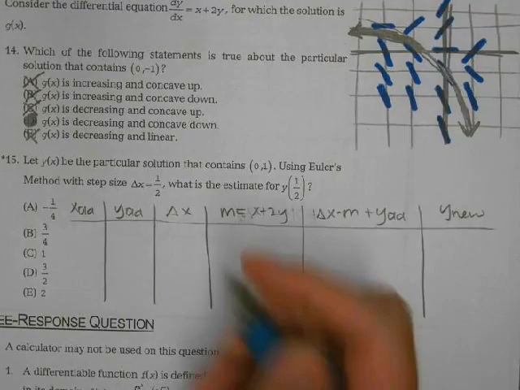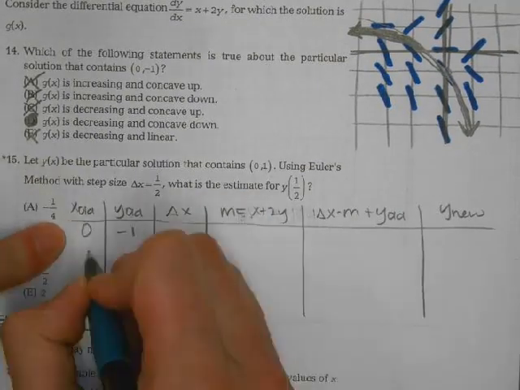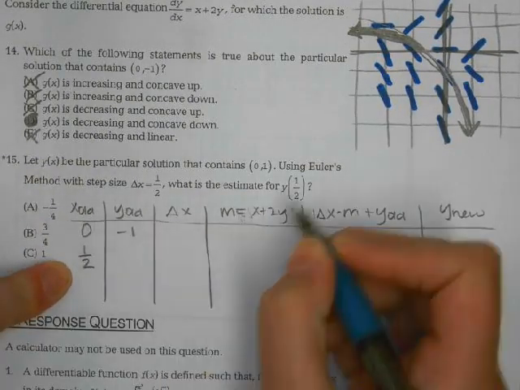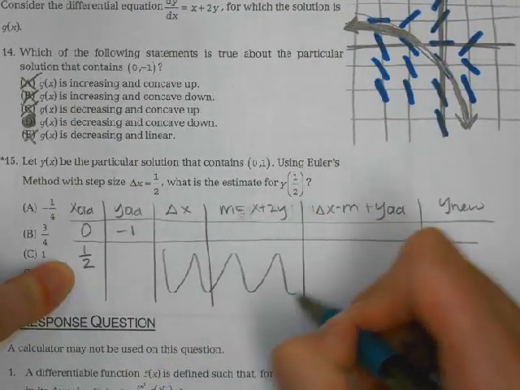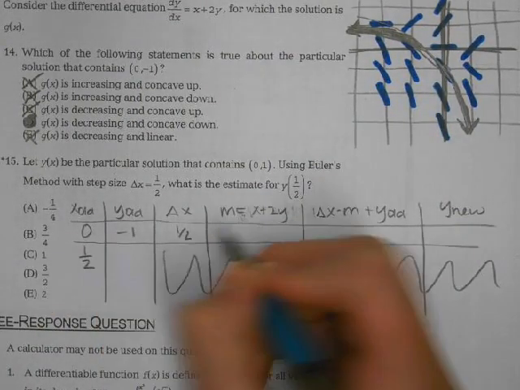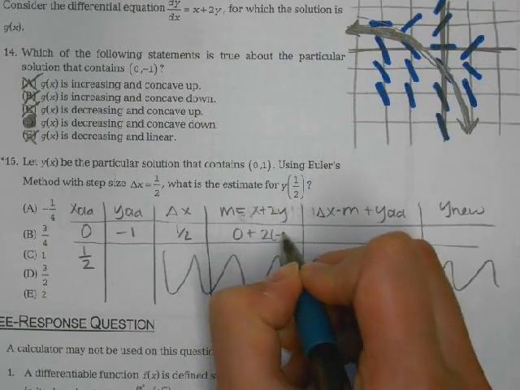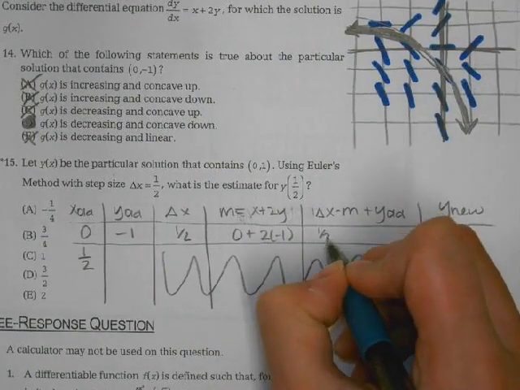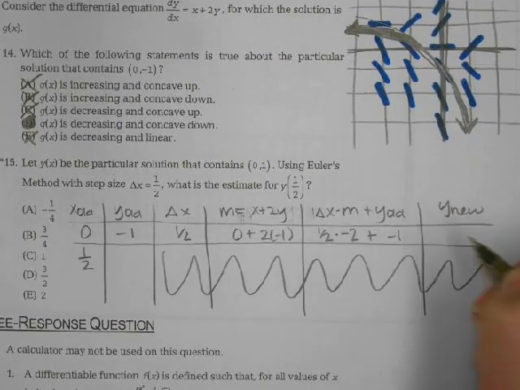So they gave us the initial condition of 0, -1. They want a step size of 1/2. They just want us to plug in 1/2, so that's kind of nice. We only have to do this once. All right, so our slope is x plus 2y. So x plus 2 times -1. So that's 1/2 times -2 plus -1.